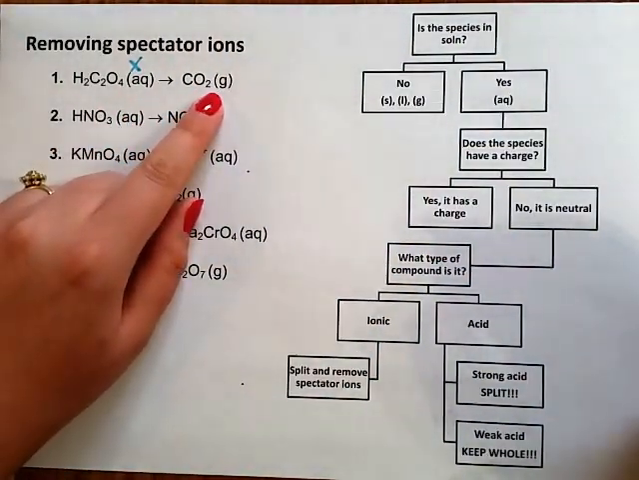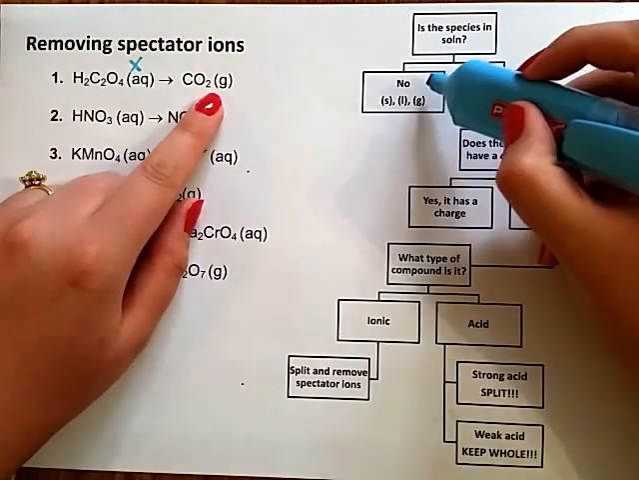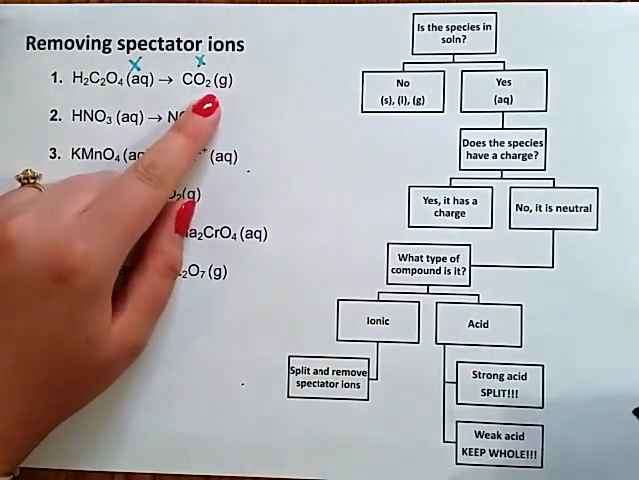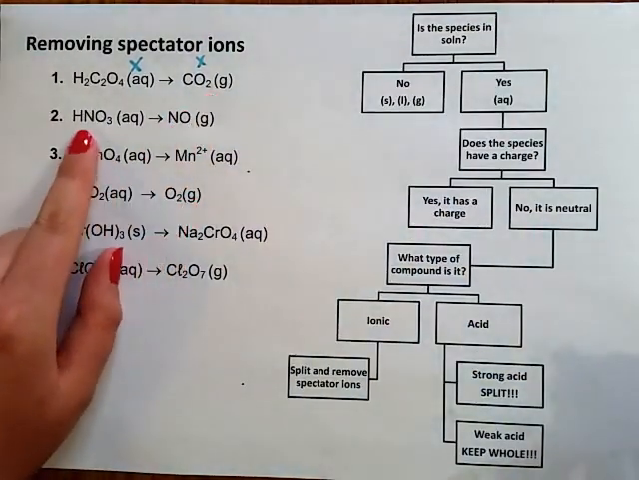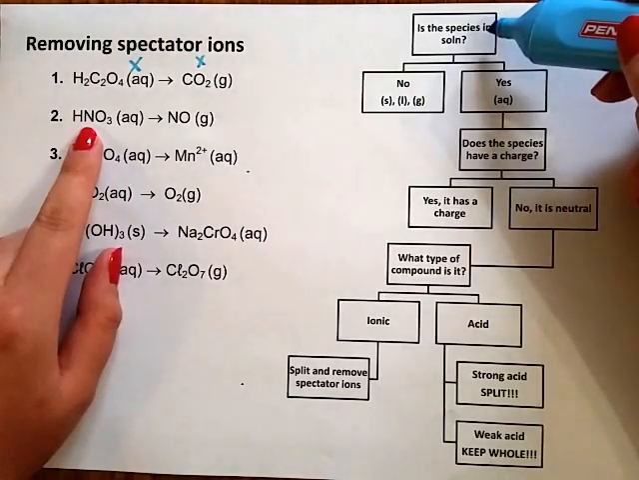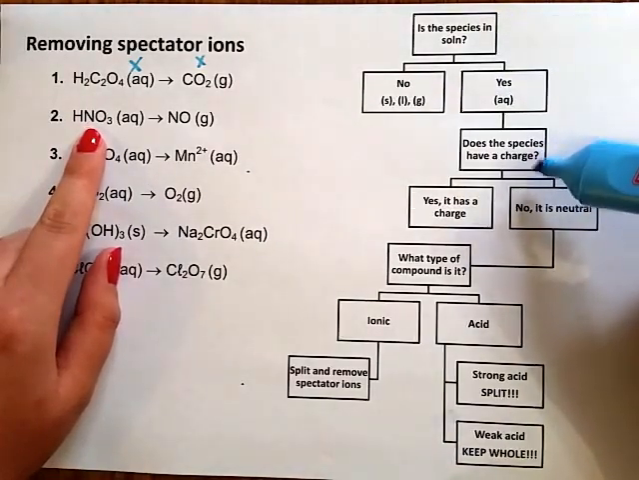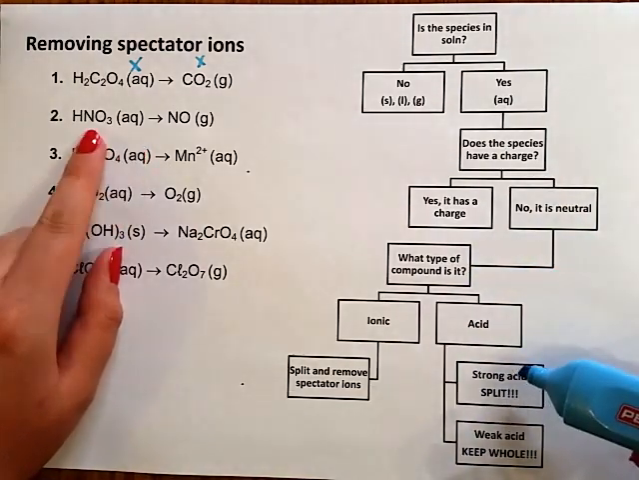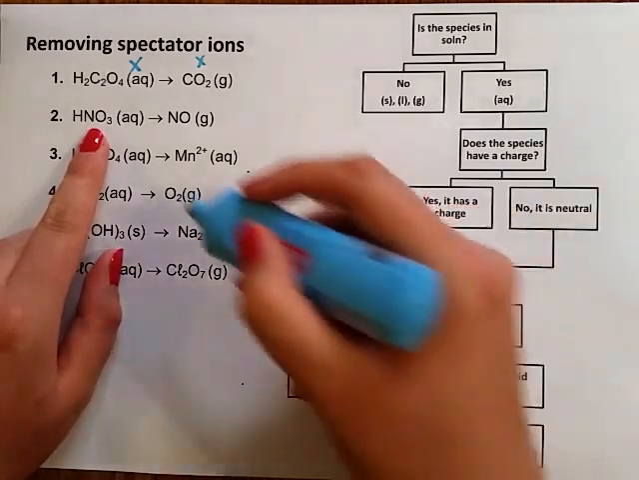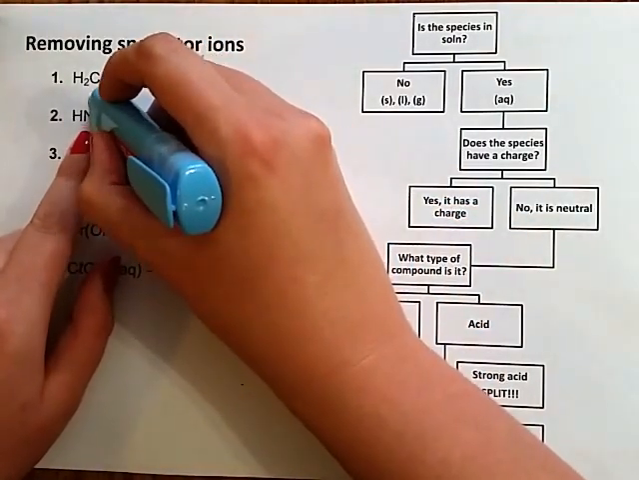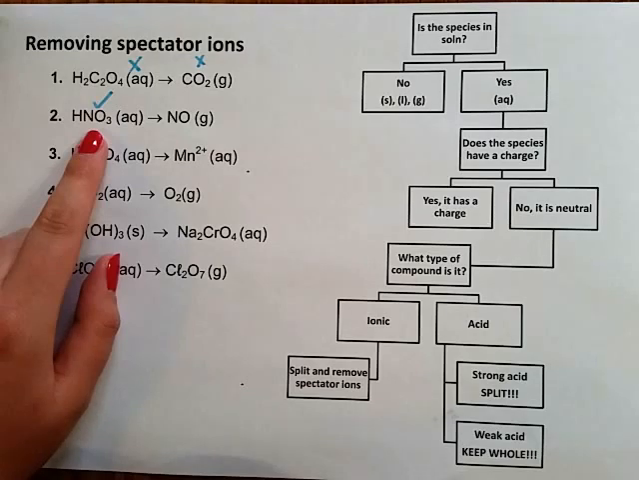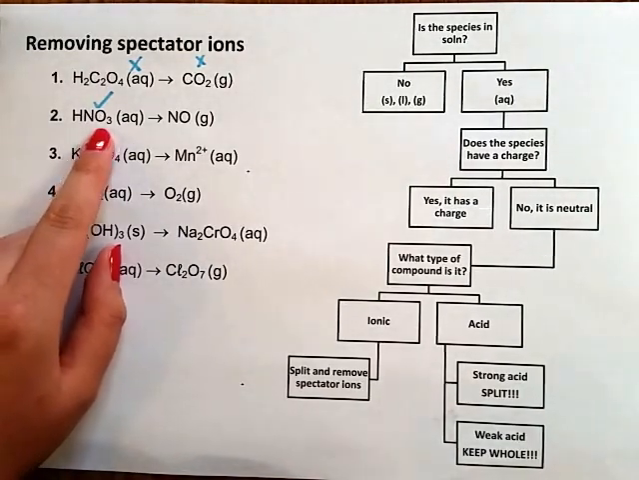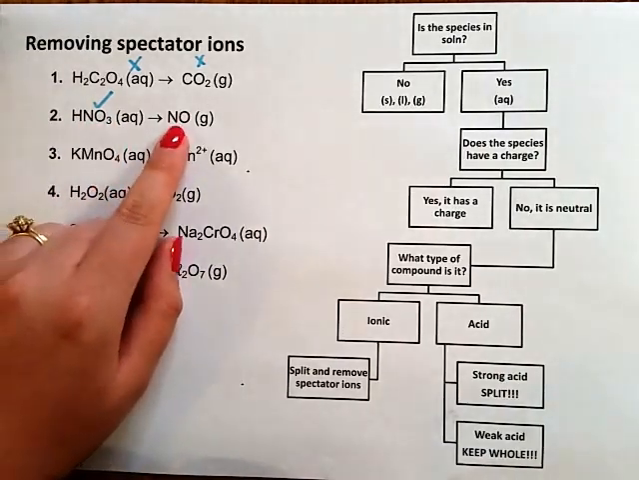Here we see gas phase. Is the species in solution? No. Therefore, it cannot be split up to make spectator ions for removal. Here we have a species in solution. It doesn't have a charge. It is an acid. And we know that nitric acid is a strong acid. Therefore, we know that we can split this into our NO3 minus ion and our H plus ion. The NO3 minus, the nitrate ion, is what we will use in the half reaction.